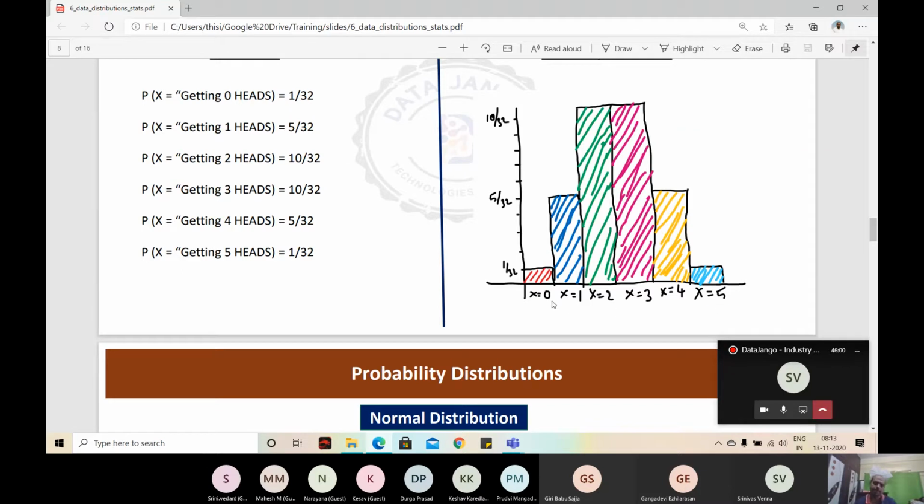Writing it on the graph is difficult, so I said X is equal to 0, X is equal to 1, X is equal to 2. The bar height is the probability. See this: 1 by 32, 5 by 32 and 10 by 32. 0 heads is 1 by 32. I'll say one thing: if I take out the divided by 32, will the graph shape change? No. The look doesn't change.